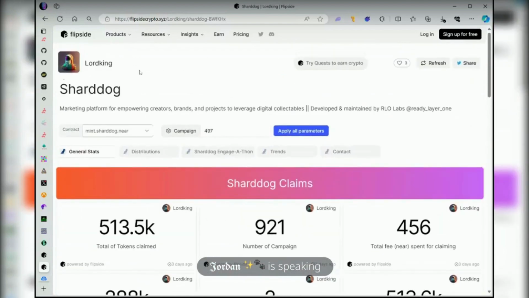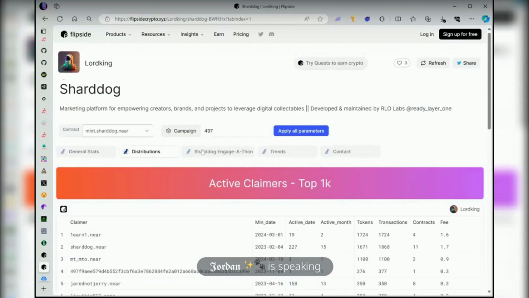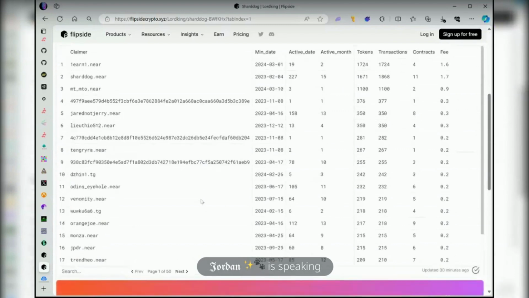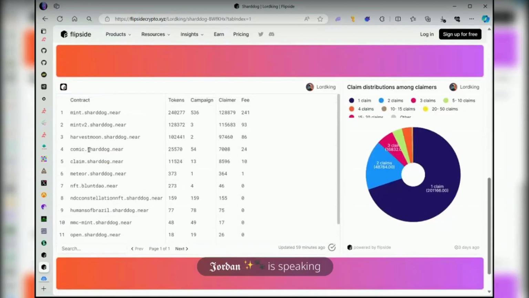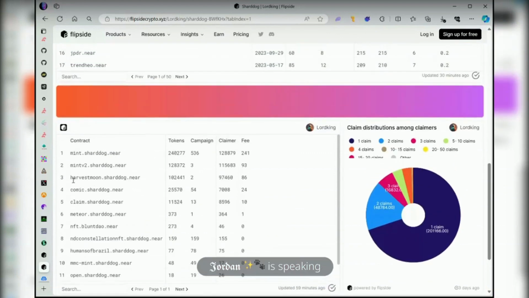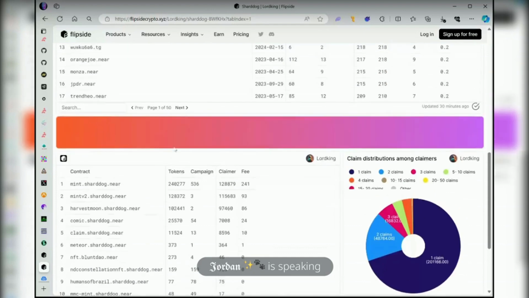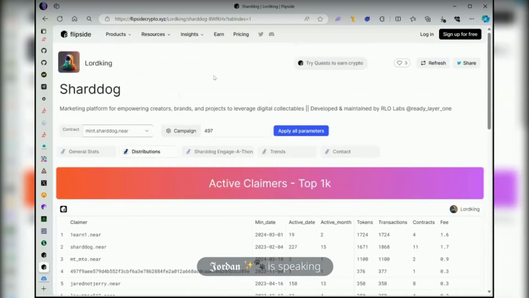Shardog is really cool, and Flipside lets you see it. It's the folks that have been doing the most claiming, people who have had the most success with their drops. Some familiar names on there like Harvest Moon, which is another clicker game that's on Near, did their drop for the assets, the NFTs that let you play their clicker game, via Shardog. So Flipside, a great place to start digging into the insights and the data around Near NFTs.